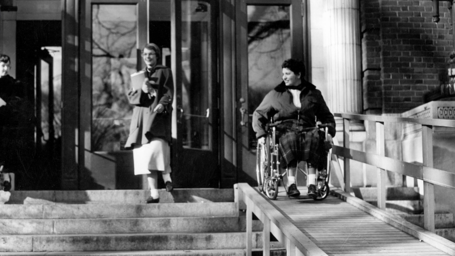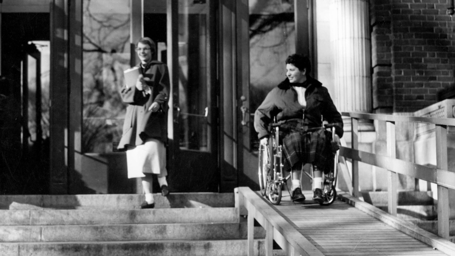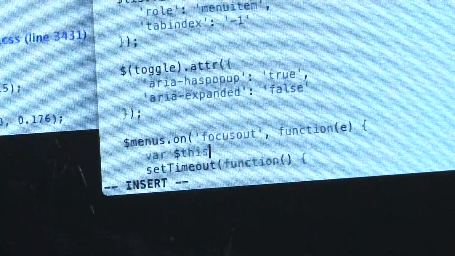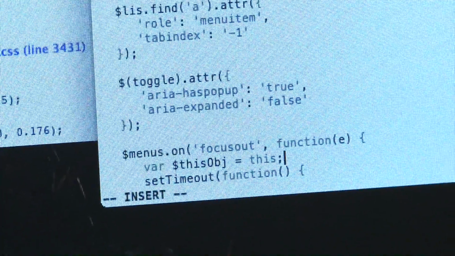Accessibility to me means people have equal access to the technologies everyone else does. Just like we have curb cuts and ramps into buildings, it's making sure we have these electronic curb cuts and ramps into the software and web pages that people use on a daily basis.